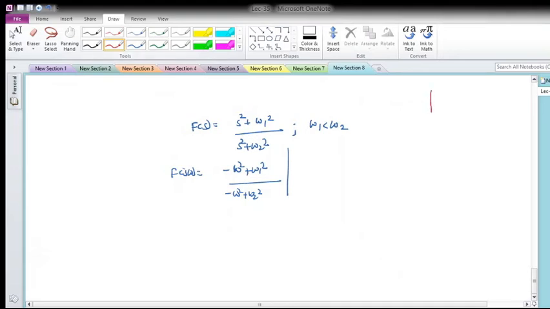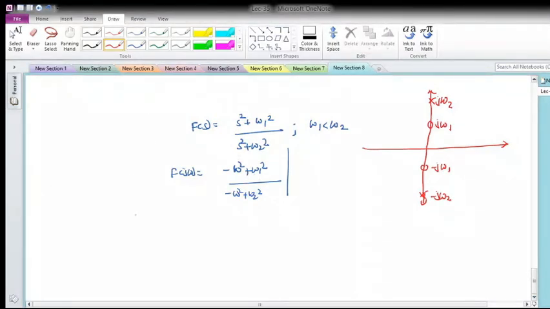So how is the pole-zero plot here? There are zeros at j omega 1 and minus j omega 1, and there are poles at omega 2, which is greater than omega 1, so j omega 2 and minus j omega 2. So this is the situation. Now here also I would like to see the magnitude and phase contribution.